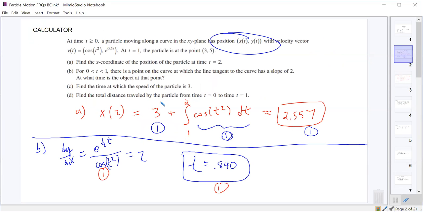All right, and we want the total distance then traveled by the particle from t equals 0 to t equals 1. Does the absolute value affect anything?